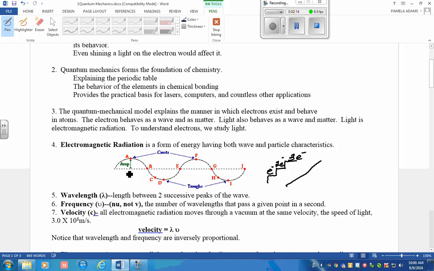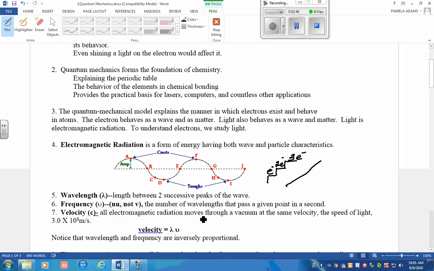Let's do a really quick refresher on a wave, and I will leave you to read what a wavelength and the frequency are. The only thing I need to tell you about velocity is that it is speed in a direction. All electromagnetic radiation moves through a vacuum at the same velocity, which is the speed of light, 3.0 times 10 to the 8th meters per second.